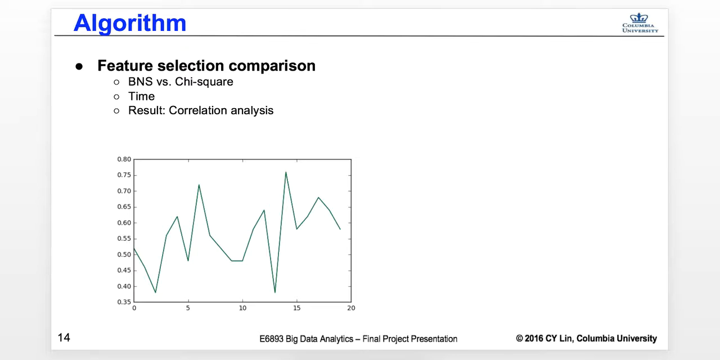So first, we compare the binomial separation and chi-square. The steps of these 2 methods are very similar, so there is no difference in the time cost. And we also found that 50% of the chi-square features and binomial separation features are the same. So here is a graph simply illustrates the correlation of these 2 methods. But the problem is that the chi-square selects features without any sentiment indication.